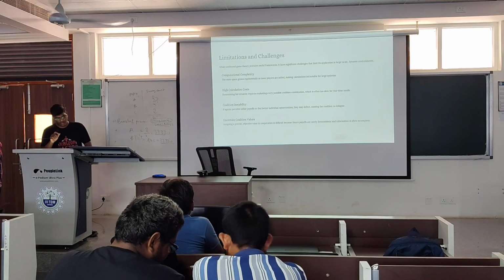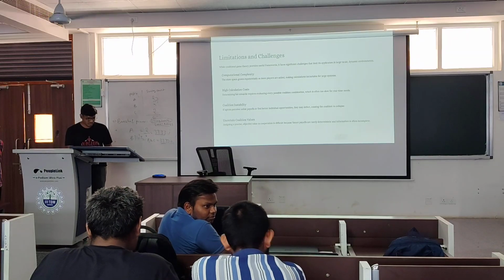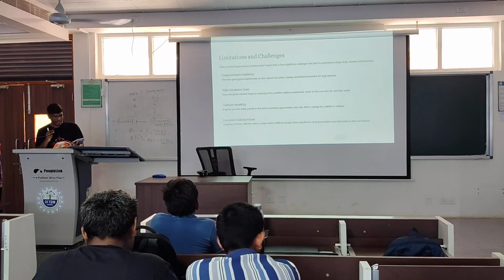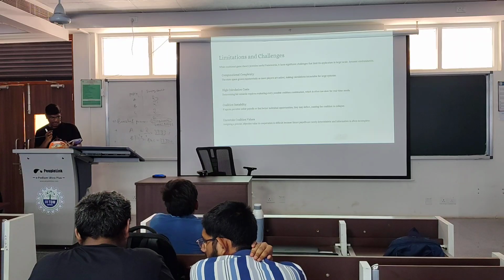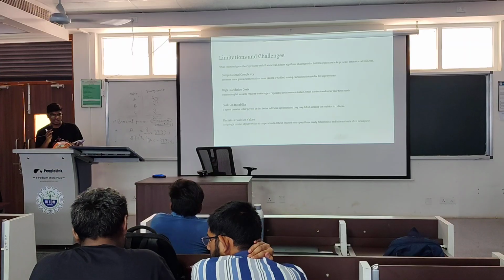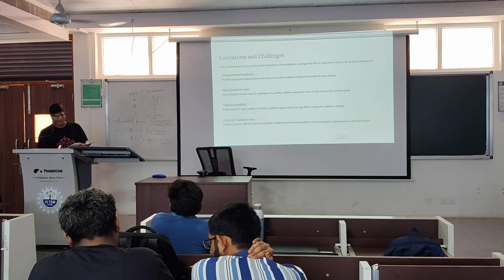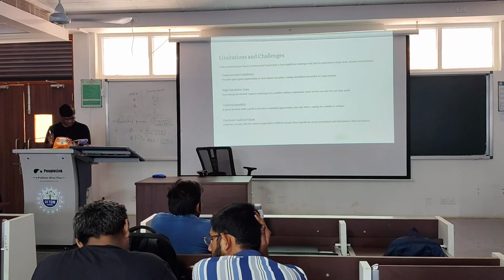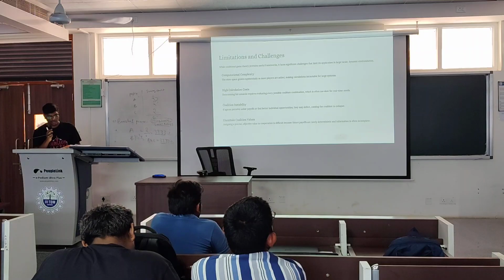Limitation: computational complexity. Suppose there are two players, then there are four coalitions. If there are three players, there are eight coalitions. If there are 10 players, there are 1024 coalitions. So it increases exponentially. That's why it leads to computational complexity and high calculation cost, as there are so many possible combinations.